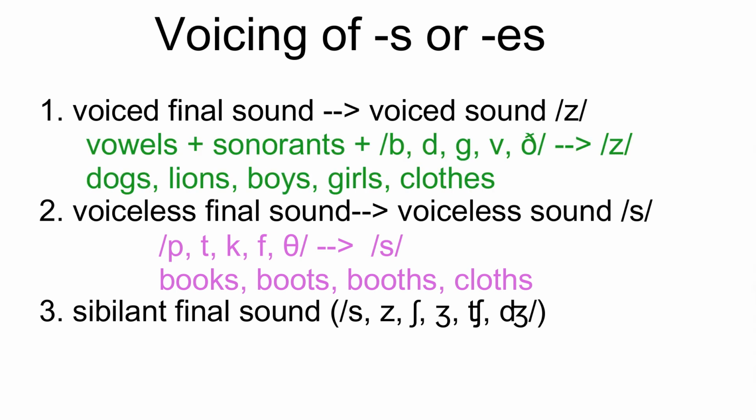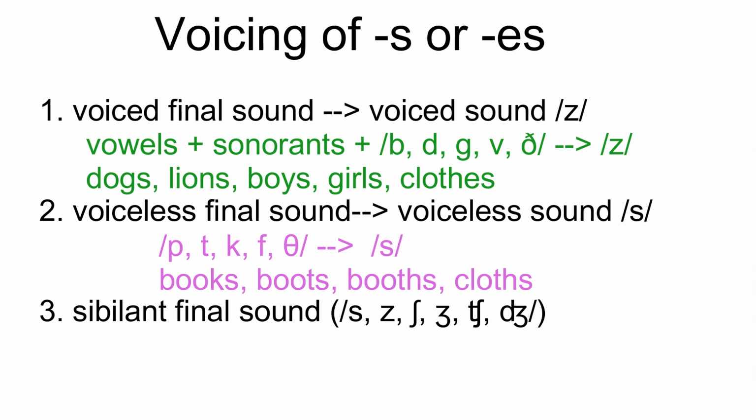By contrast, when the last sound of the word is voiced, then the suffix s is pronounced z. The sound is voiced if the word ends with a vowel sound or a sonorant. It is also voiced with any of the following voiced consonants: b, d, g, v, th. For example, dogs, lions, boys, girls, clothes.